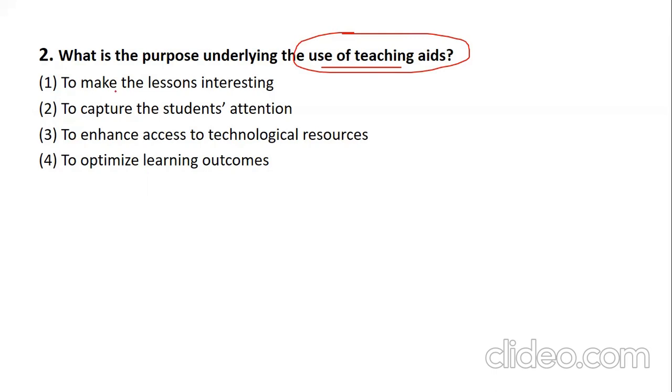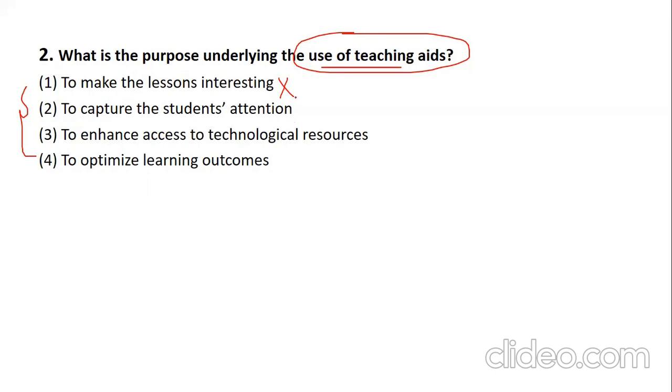See the options: to make lessons interesting, to capture students' attention, to enhance access to technological resources, to optimize learning outcomes. अभी options, so everything is fine, but आपको सबसे best option choose करना है. To make lessons interesting, maybe कुछ lessons में teaching aids जरूरी नहीं है, तो आपका lesson interesting नहीं होगा क्या? Definitely not. You have to find out the way of making a lesson interesting even without teaching aid. तो ये तो option नहीं हो सकता है.